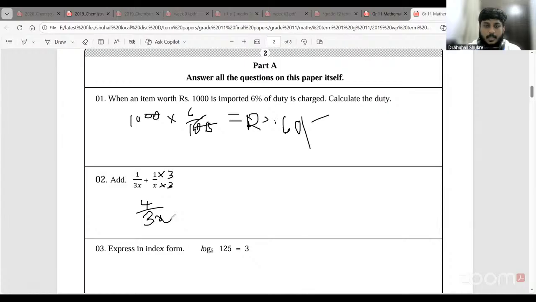Okay. Now shall I ask you a question? Tell me, what type of factor is 4 over 3x? We have different types of fractions: proper fractions, improper fractions, and mixed fractions. What type of fraction is this? Can you reply in the chat box? Proper, improper, or mixed? Everyone, can you join in the chat?